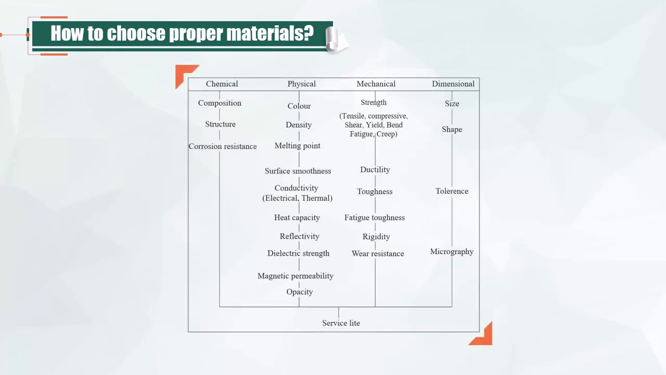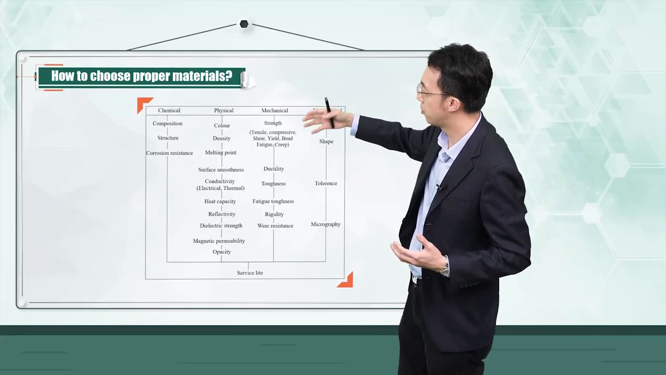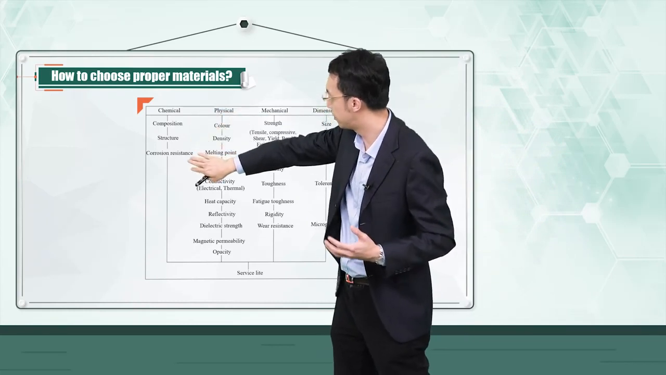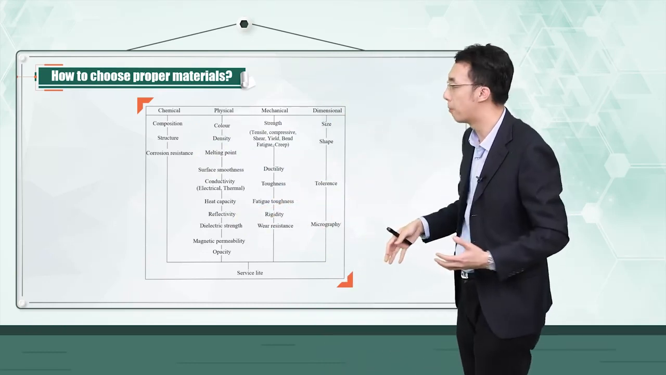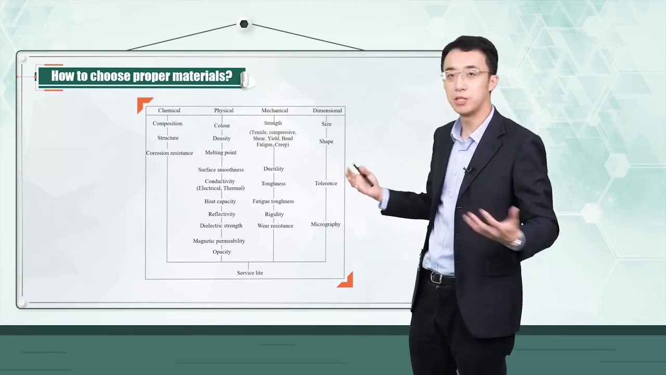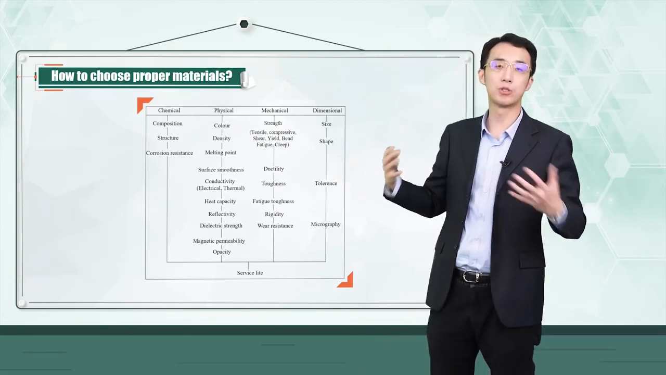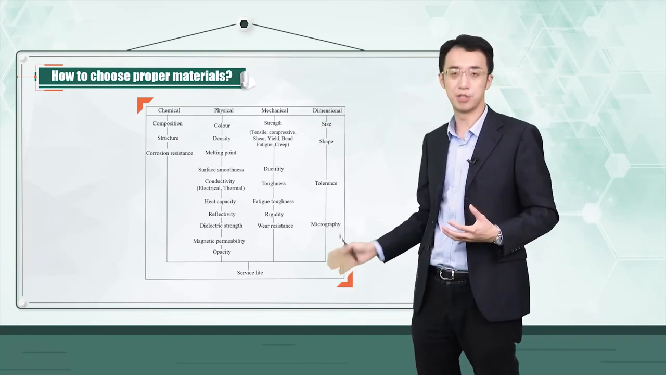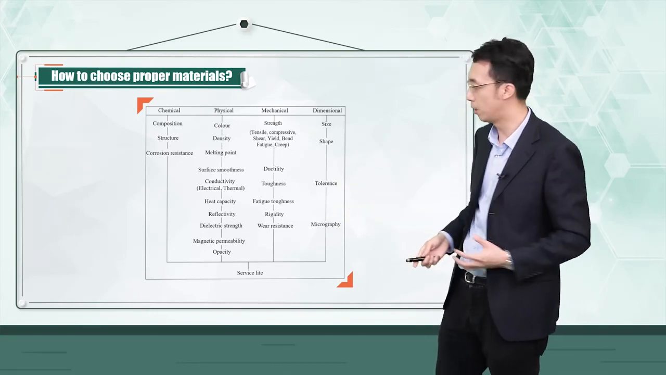So how to choose materials? Materials have a lot of properties, and for a particular application, you really need to consider the combination, or the comprehensive properties. For example, you may need to consider the chemical properties, such as its composition, its structure, its corrosion resistance. You also need to consider the physical properties, for example, color, density, melting point, and things like that. You may also need to consider its mechanical properties, for example, how strong the material is, how ductile the material is. And you also need to consider the dimension, so how big you can make this particular material.